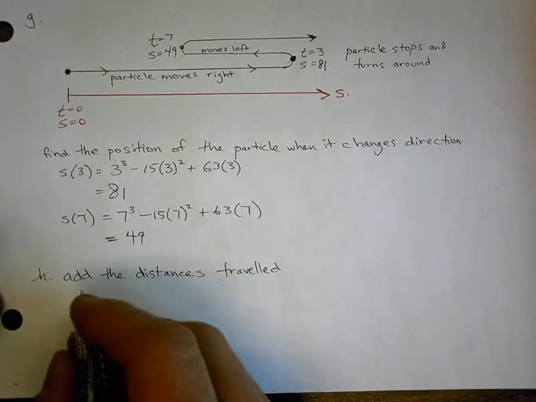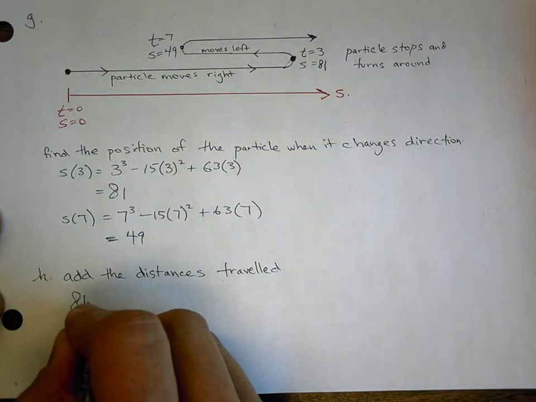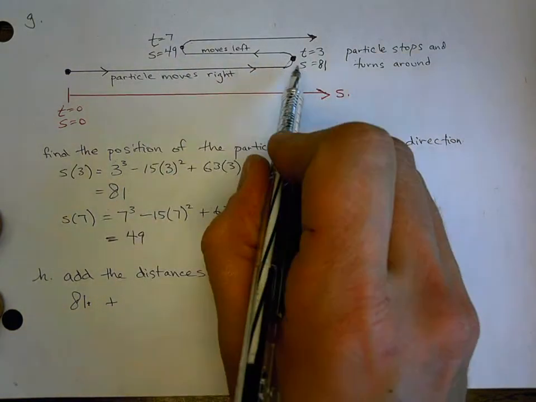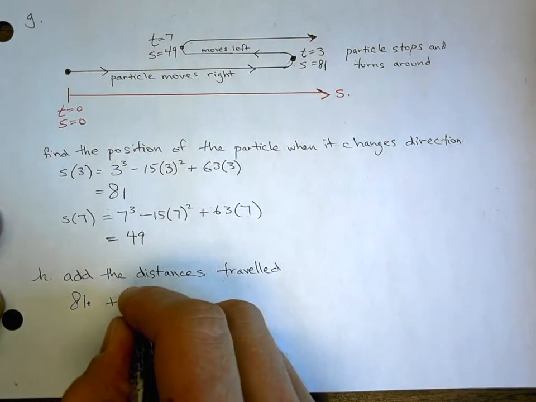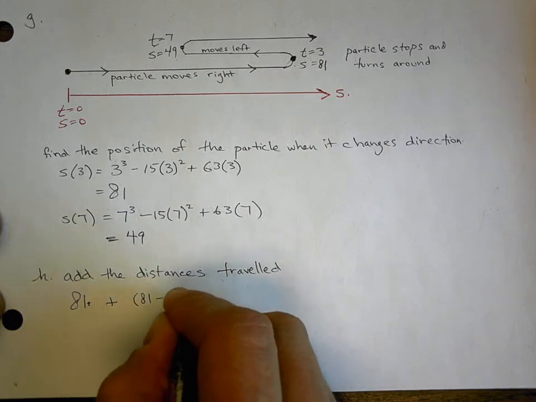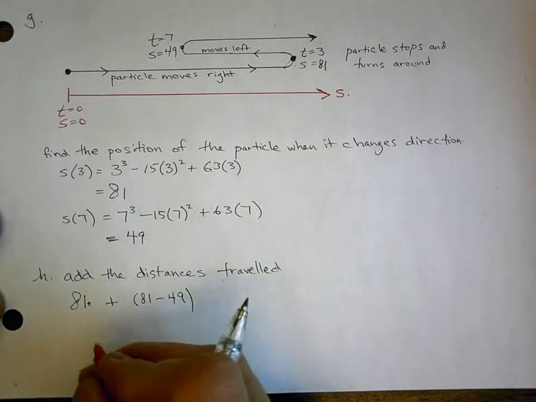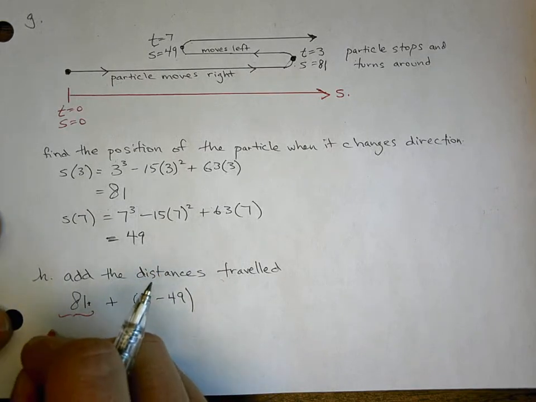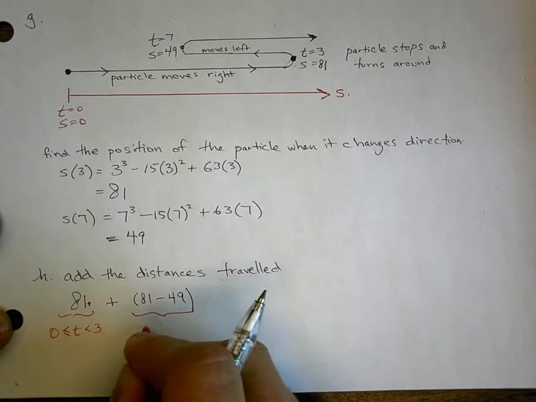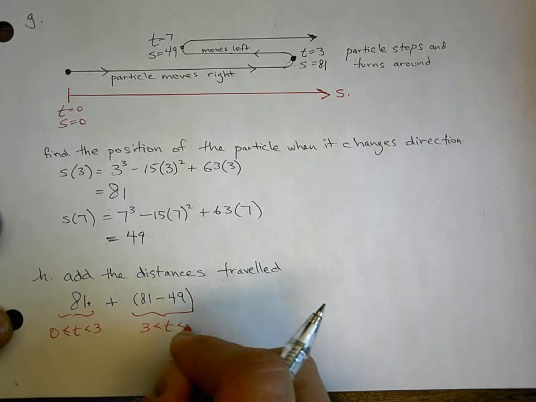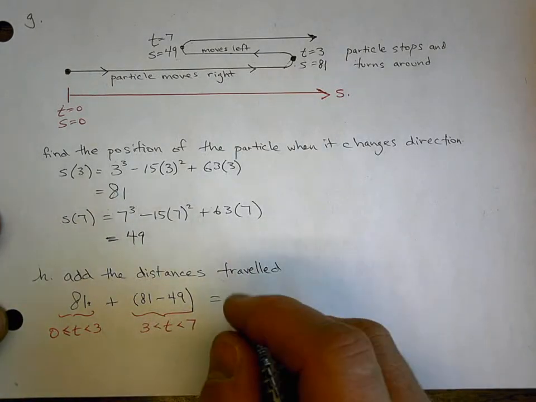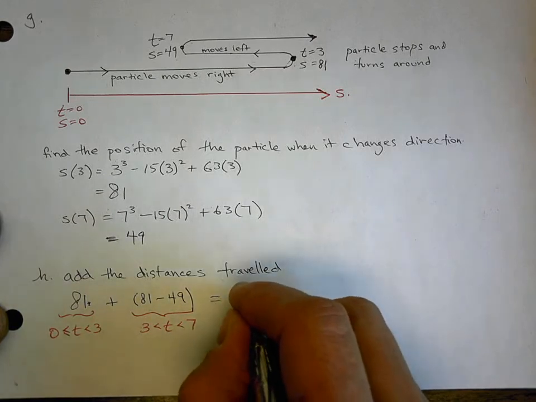So at the beginning, the first 3 seconds, we've gone 81 meters. And then we went, whatever the distance here, 81 to 49. So what's that? Well, we can figure that out. That's 32. 81 minus 49. So just to be clear what's happening here, this is the distance traveled between 0 and 3. This is the distance traveled between 3 and 7. So that gives me 81 plus 32, which is 113 meters.